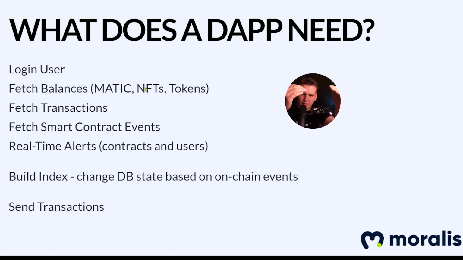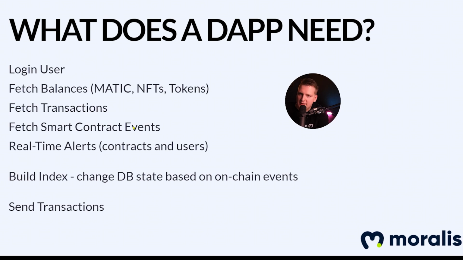When the user logs in, you need to see what transactions they did, what assets they have, what NFTs they have. Maybe you want to display that on a dashboard, or maybe you need to know that in order to do something on your backend. You need to fetch transactions, like we said, their past history. You need to fetch smart contract events. All dApps, or at least many dApps, need to do that.